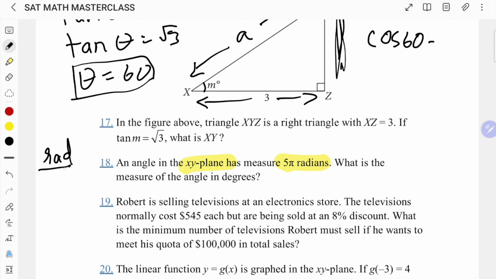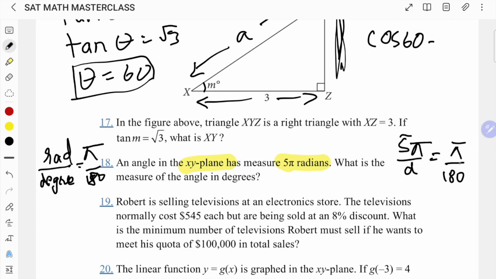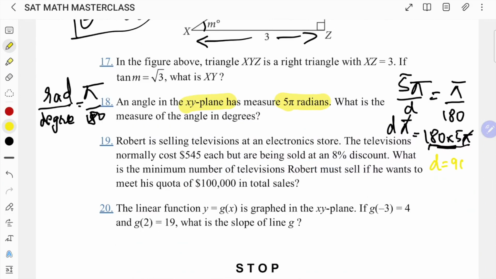radians divided by degrees equals pi by 180. So we get 5 pi divided by degrees, let it be variable d, equals pi divided by 180. So we get 180 into 5 pi equals d by pi. So cutting pi, d will be equal to 900.